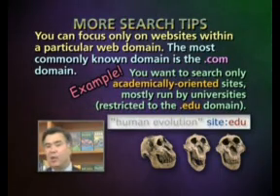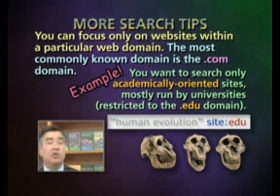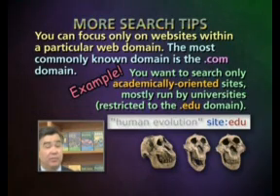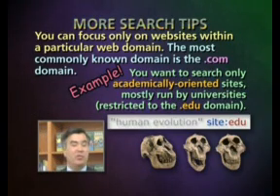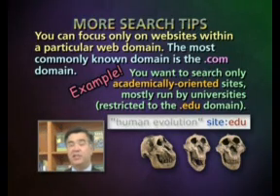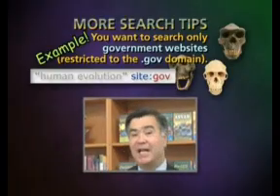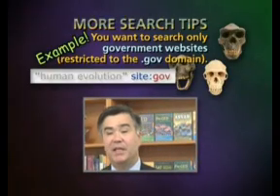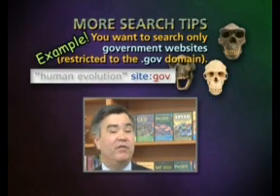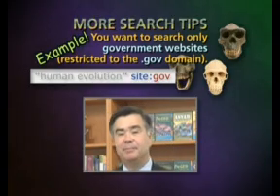So, for example, if you wanted to search only academically oriented sites, mostly run by universities, you would add the following to your query string: site, edu. This would restrict the search to the edu domain, which is only websites run by educational institutions. For another search, you might want to only search government websites, websites run by branches of the federal government. In that case, you would add to your query string site, S-I-T-E, gov, G-O-V, and that would restrict the search to the gov domain.